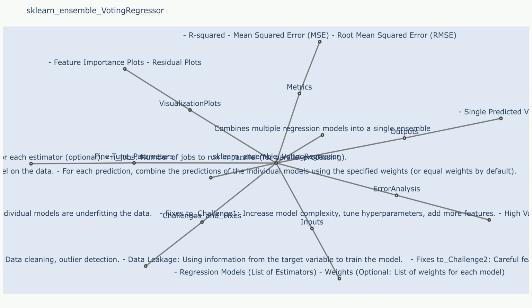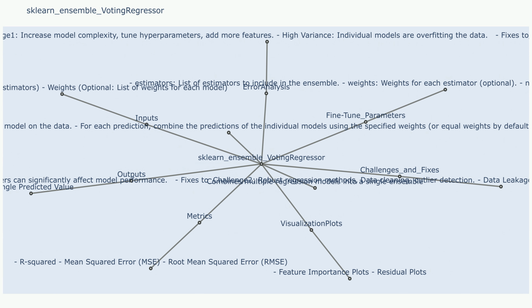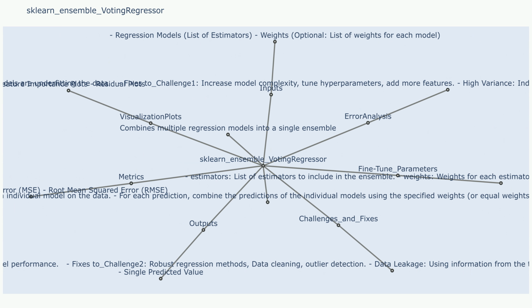Metrics. R-squared: this metric measures how well the model explains the variance in the target variable. A higher R-squared value indicates a better fit. Mean squared error (MSE): this metric quantifies the average squared difference between the predicted and actual values. A lower MSE indicates better accuracy. Root mean squared error (RMSE): this is the square root of MSE and provides a measure of the average difference between the predicted and actual values.